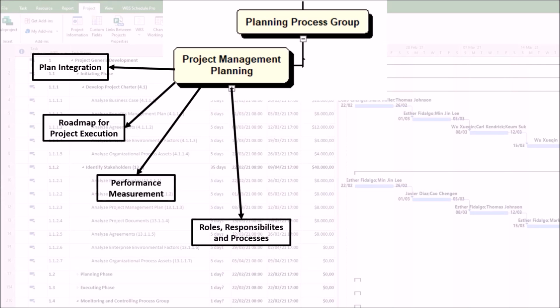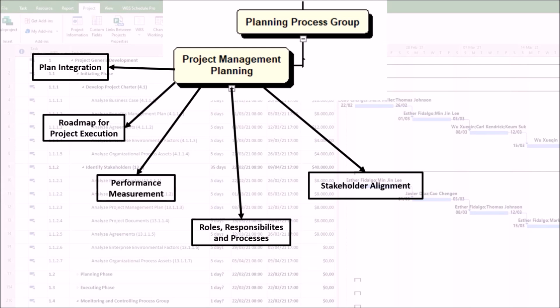4. It defines roles, responsibilities, and processes. The project management plan clarifies who does what in documents such as the RACI matrix, stakeholder roles. It outlines strategies for communication, change management, and risk response. 5. It ensures stakeholder alignment. The project management plan facilitates approval from key stakeholders before execution begins. It helps manage expectations by documenting assumptions, constraints, and project boundaries.